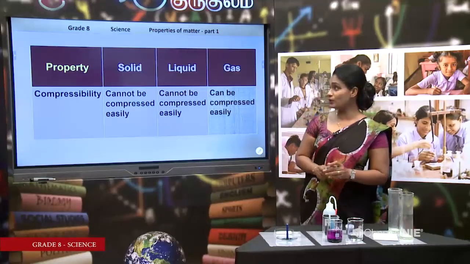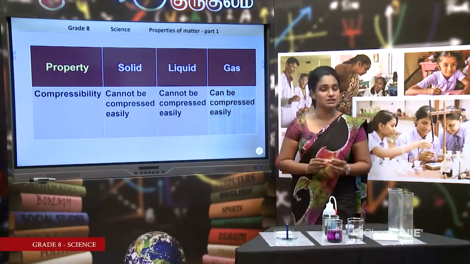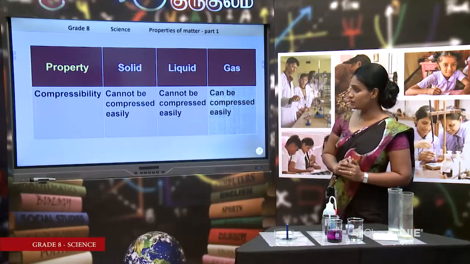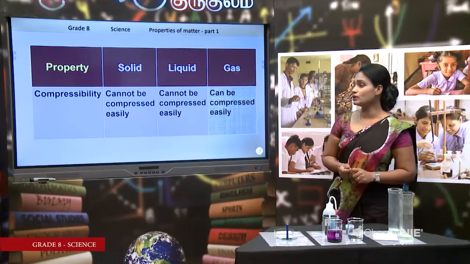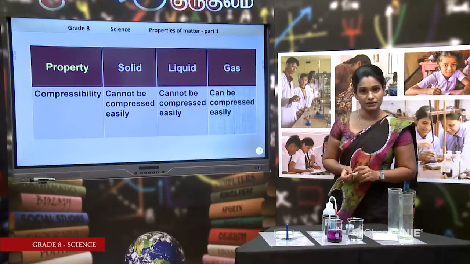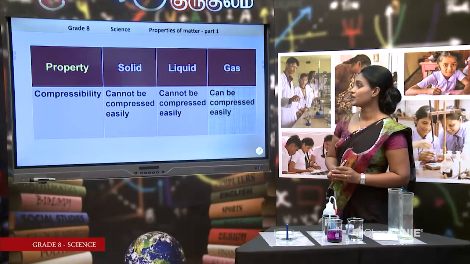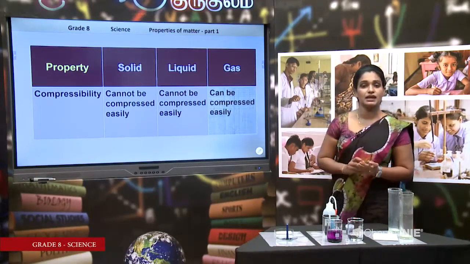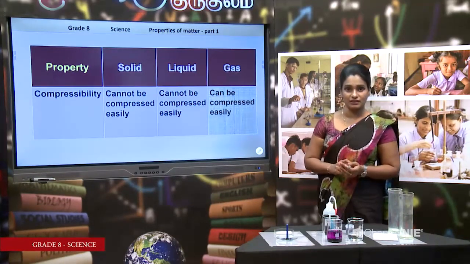So, that is what we call compressibility. In this case the solid cannot be compressed, you know that a solid can't be compressed like that. Then the liquid also cannot be compressed like that, but in the case of gas you saw we can compress a gas. So, we talked about those 4 properties like that.